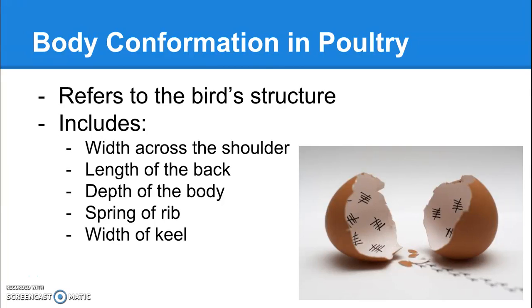So this refers to the bird's structure. You want to look at the width across the shoulder. The wider the shoulders are, the more meat they're going to be able to carry. The length of their back, again, it's a meat quantity thing. The depth of the body, the spring of the rib, and the width of the keel. This all contributes to how much meat they can carry and how well they are going to carry themselves.